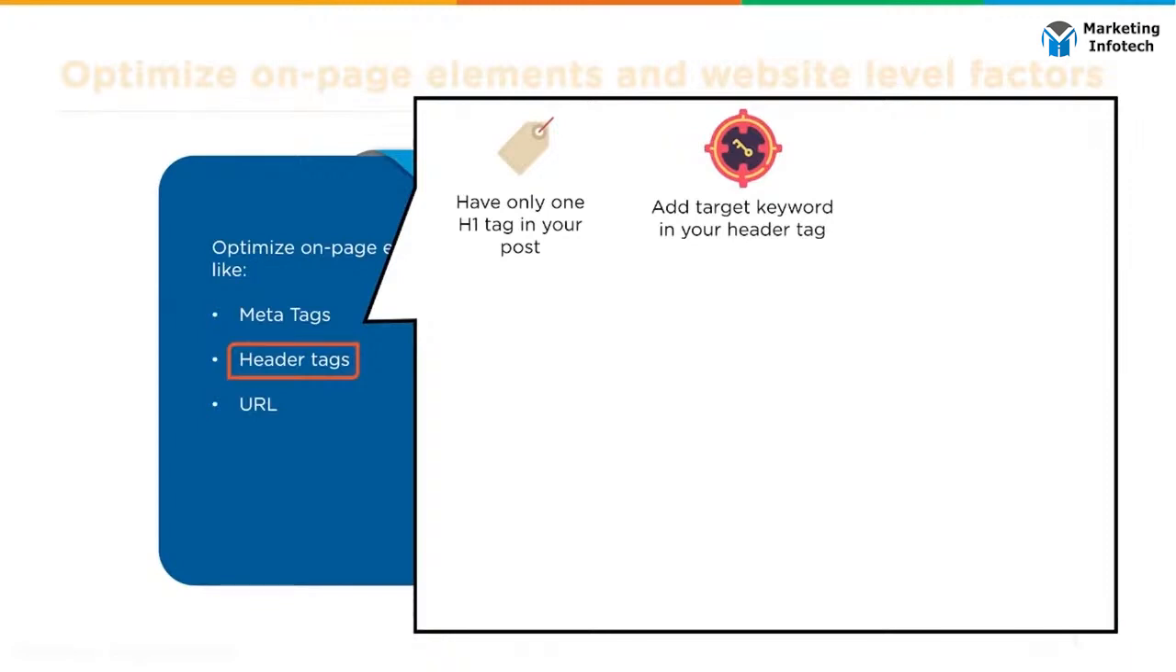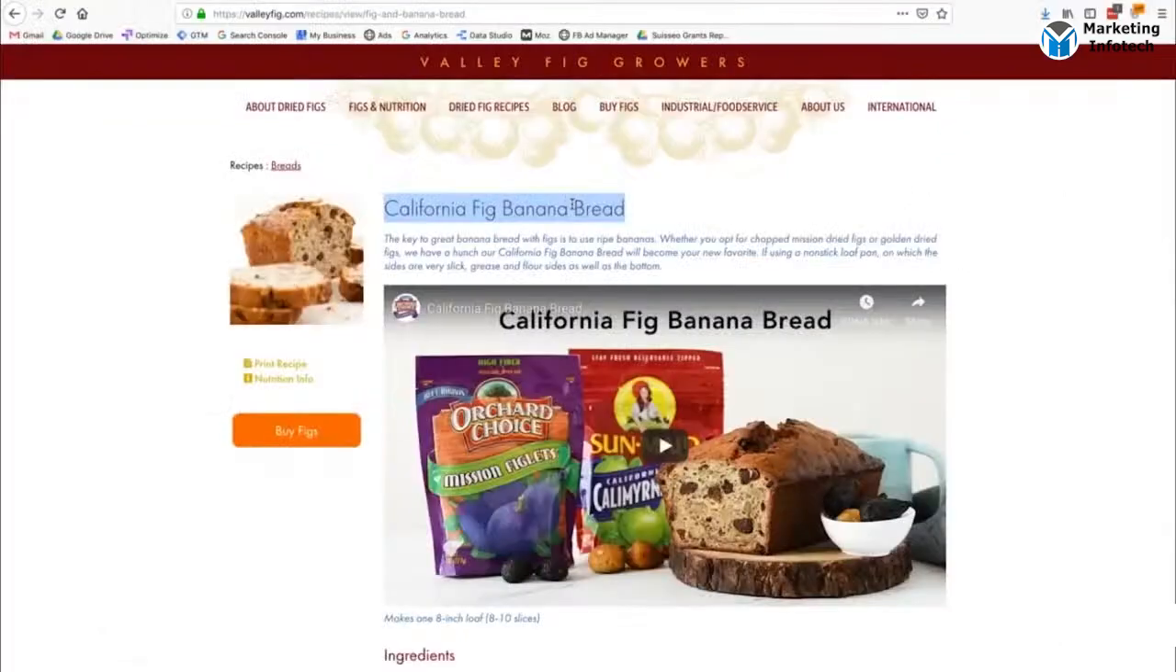Having multiple H tags in your post helps organize the page a lot better. So we want to add that targeted keyword in that tag, and your header tags should be relevant to the content. So if we go back to our example of using dried figs with banana breads, well, the title says California Fig Banana Bread.